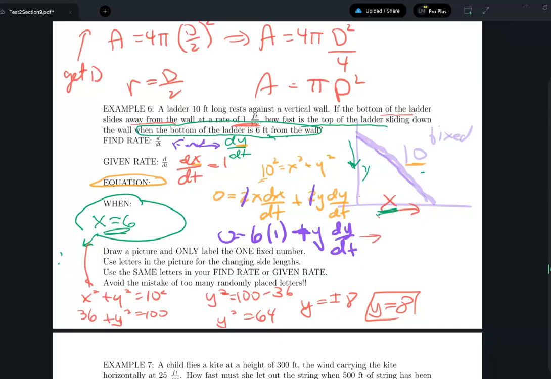So taking this and solving for dy over dt, I'd get negative 6 over 8 is dy over dt. Does it make sense that it's negative? Is this length here getting smaller? It is. So the length y is getting smaller. That's why it's a negative rate.